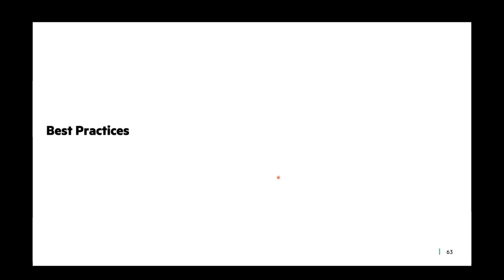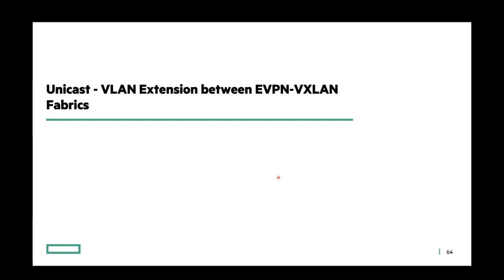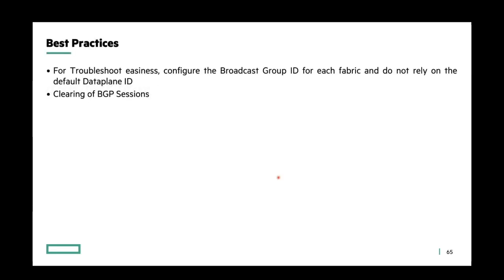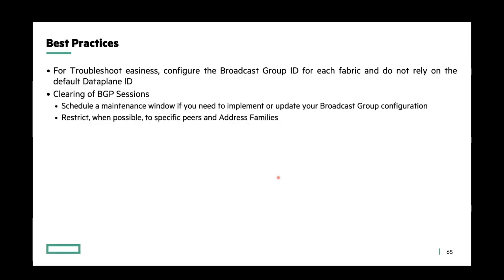Okay, so the best practices now. First, the unicast part. There are three main best practices here. The first one is to use manually configured broadcast groups for each fabric. Do not necessarily rely on the default data plane for any of the fabrics. It will ease the troubleshooting in case of any issue.